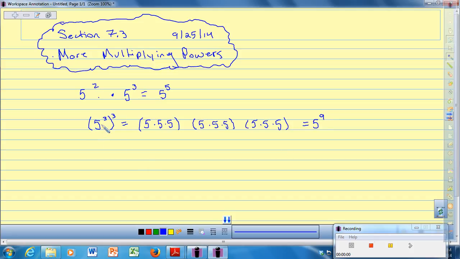So when we have a power raised to a power, like we have here, so if we have m to the 5th, then raised to the 3rd, we get m to the what? You just multiply. So m to the 15th. So a power raised to a power means that we multiply exponents.